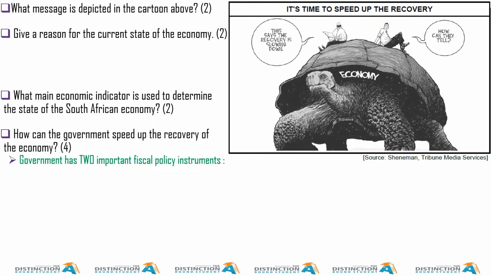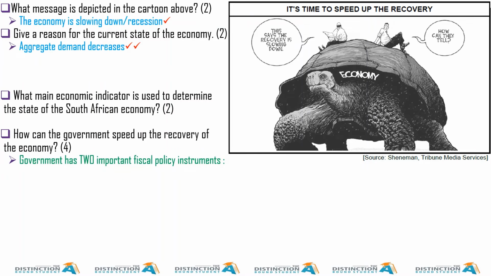How do you speed it up if you have this kind of an economy? This says the recovery is slowing down. Then how can they tell? Okay, right. What message is depicted in the cartoon above? I've said it. The economy is slowing down. Recession. Give a reason for the current state of the economy.